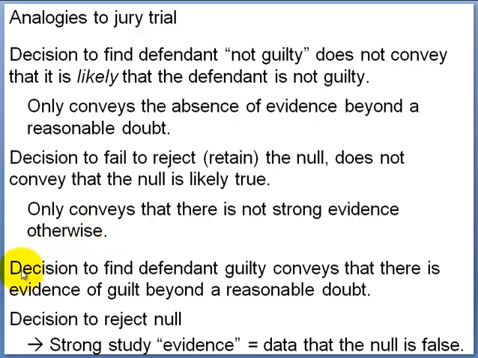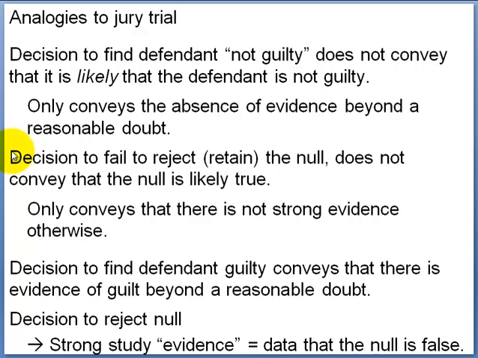And similarly, a decision to find a defendant guilty conveys that there is evidence beyond a reasonable doubt. Now, a decision to reject the null conveys that there is strong study evidence, that is data, that the null is false. So when you reject the null, you can be confident but not certain that it is false. Again, the decision to retain the null is simply one that says, I don't have strong evidence otherwise, therefore I'm going to hang on to it.